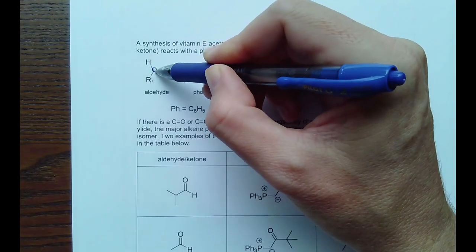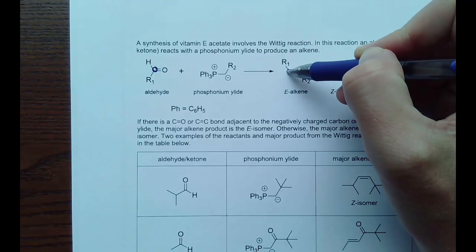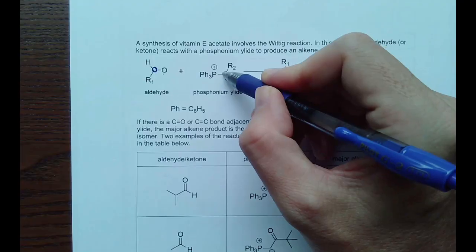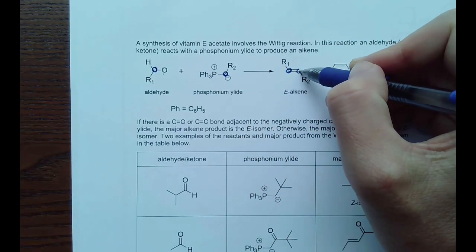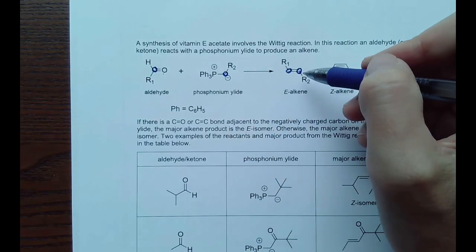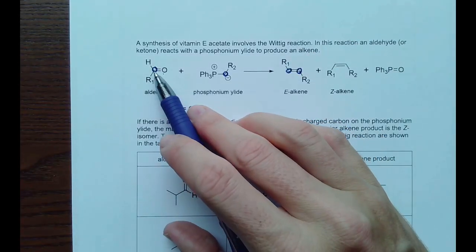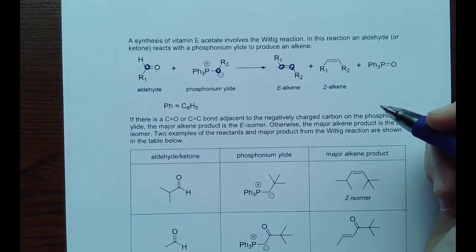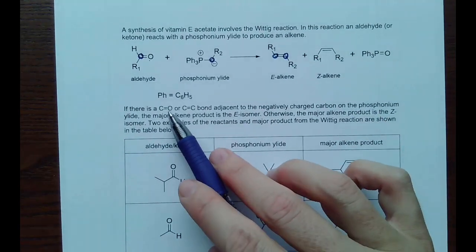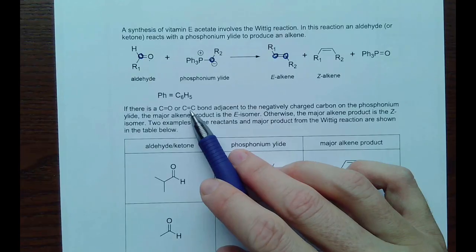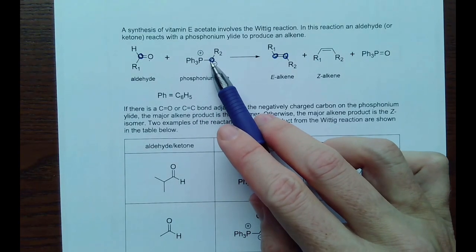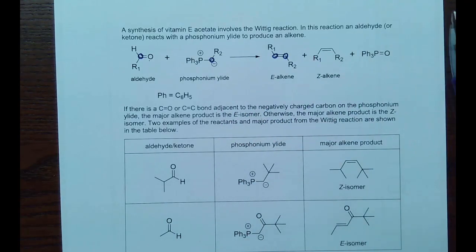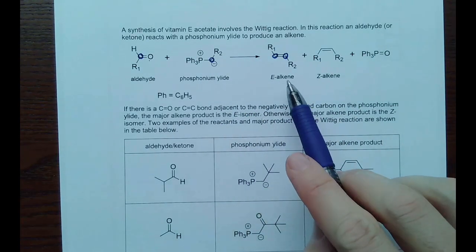So this carbon becomes this carbon, the carbonyl carbon. And then the other molecule, the carbon bonded to the phosphorus, is this carbon. So this is a carbon-carbon double bond forming reaction. One carbon from the carbonyl, one carbon from this phosphonium ylide. And then you're given one other piece of information, which is that if there is a carbonyl or a carbon-carbon double bond adjacent to the negatively charged carbon in the phosphonium ylide, then you get the E isomer.